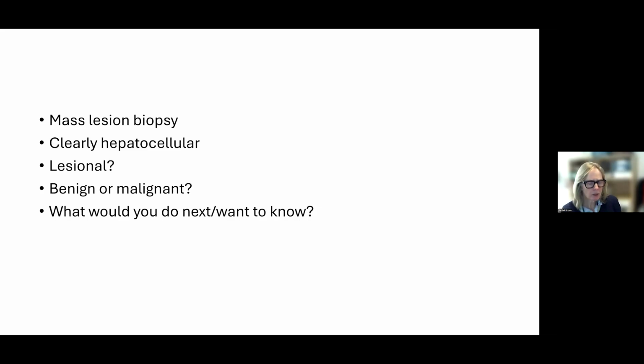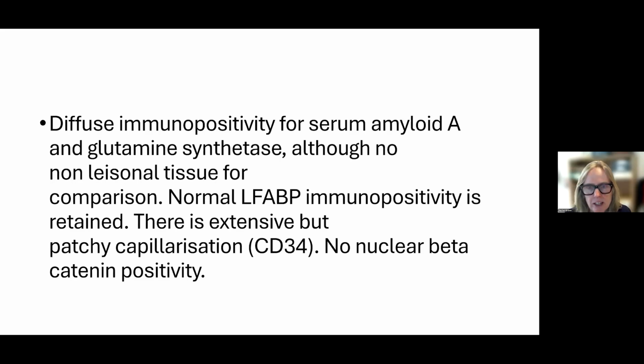So we've got a mass lesion biopsy. It's clearly hepatocellular, I think. I wouldn't be spending time trying to prove I was looking at a hepatocellular lesion here. Is it lesional? If it is lesional, is it benign or malignant? So just have a think about what you would do next, what you would want to know. I think we just had an H&E in this case to look at, so you would want to be thinking about the way in which you would work at this case, and having a favoured diagnosis, particularly if you're preparing for an exam, have a favoured diagnosis.